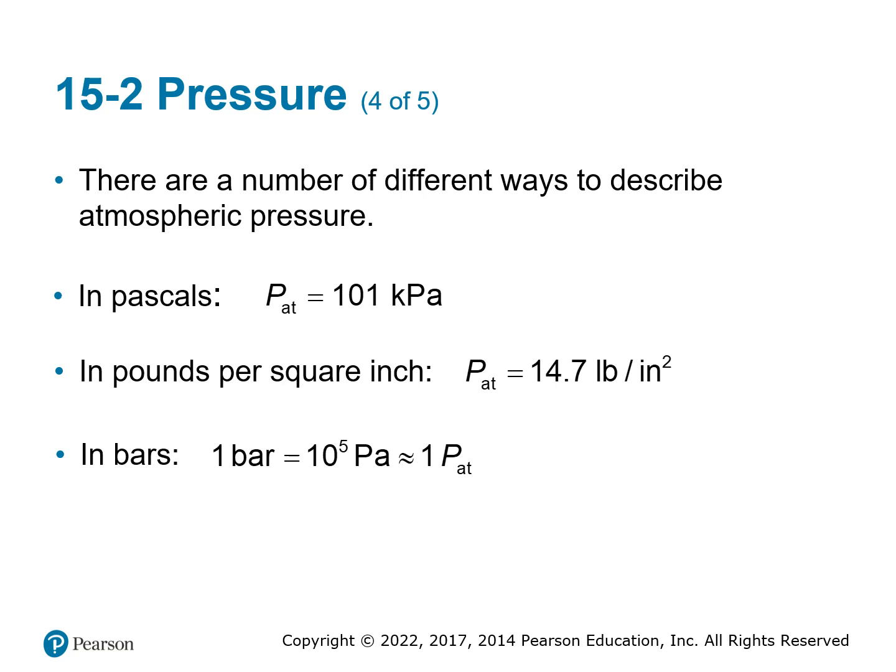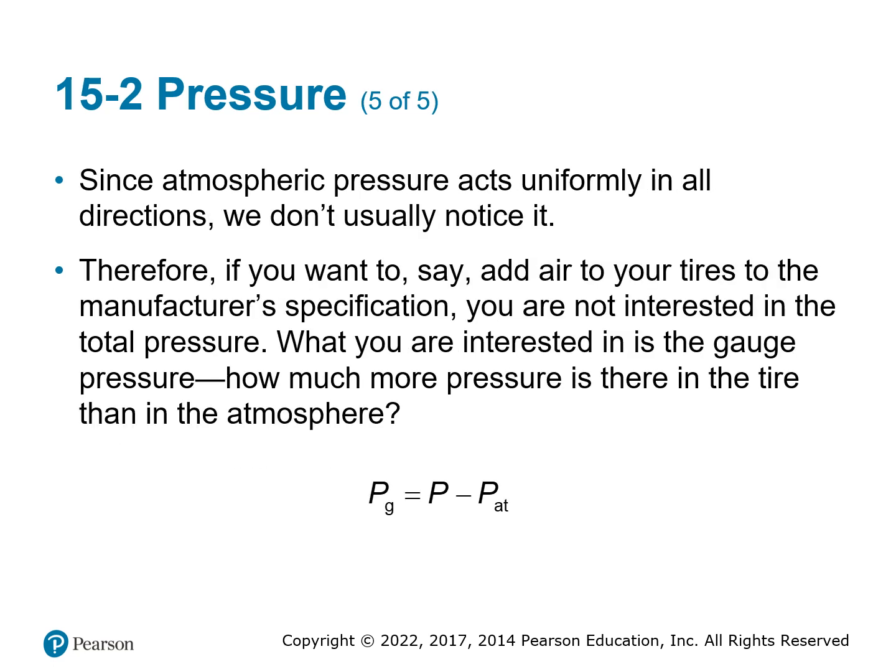So there are different ways to describe atmospheric pressure. In pascals, you would say it's 101 kilopascals. If you want to do pounds per inch squared, it's 14.7. You can measure in bars, so 10 to the 5th pascal is 1 atmospheric pressure. Atmospheric pressure acts uniformly in all directions, so we usually don't notice it.